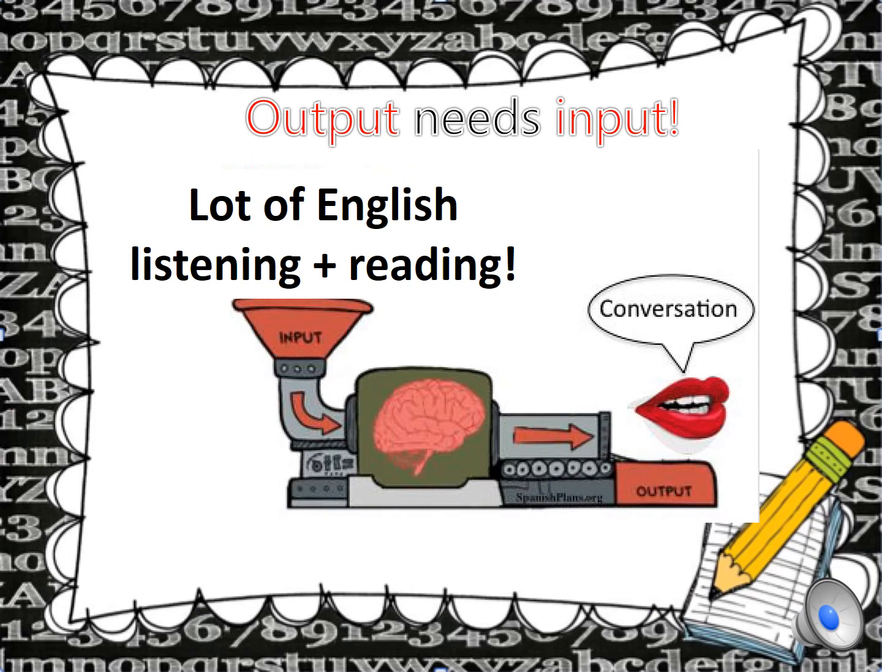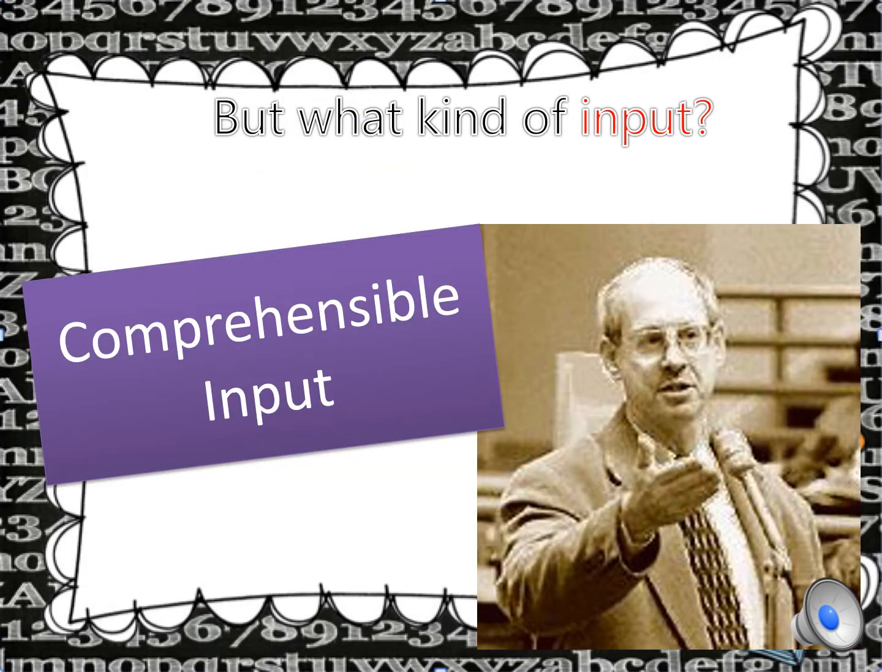So we can say output needs input. Input is English listening and reading. It goes in your brain and you store it in your brain, and then that gives you something to say when you are outputting or talking or writing. So we need to put a lot of input into their brains. And the way that we do that is through something called comprehensible input. That's input that the learners can understand.